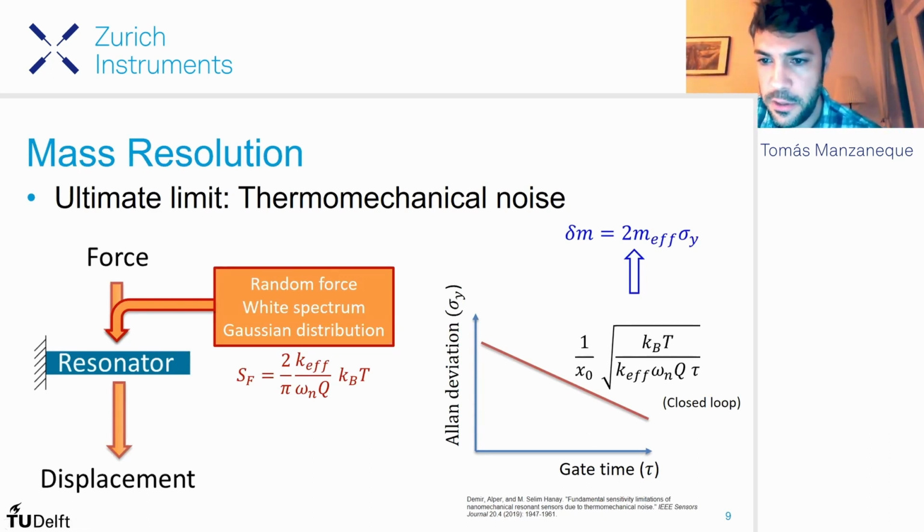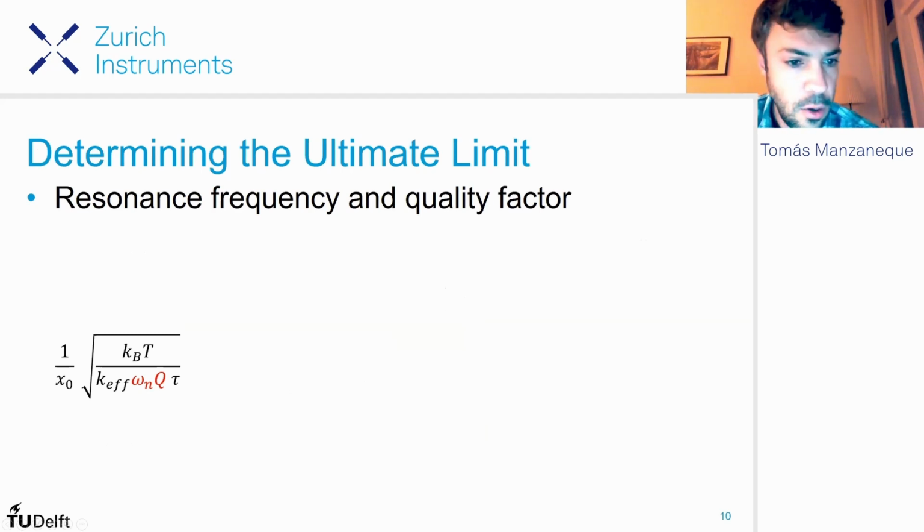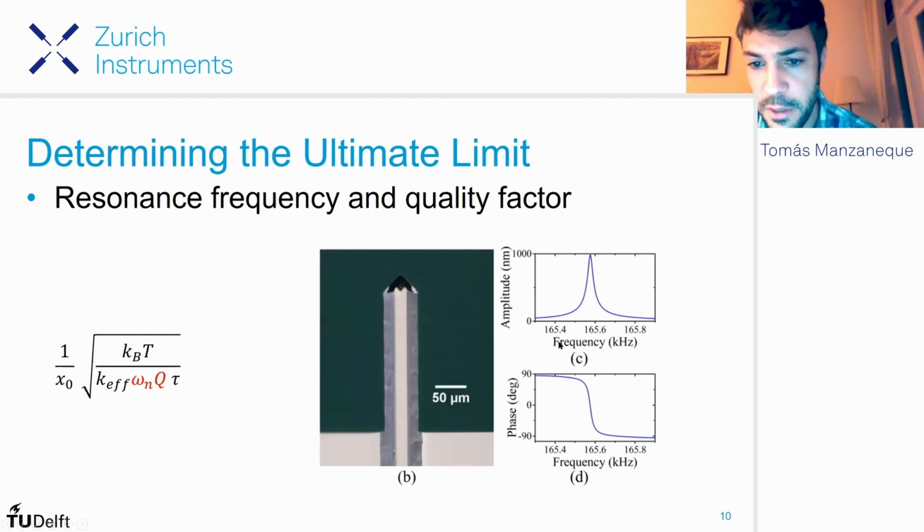But then the question is, how to determine all the parameters in this equation, in this function? I'll go through all of them quickly. First, if we want to determine the resonance frequency and quality factor, I'm sure most of you know, you can make a frequency sweep, measure the amplitude and the phase, and fit these curves to a Lorentzian, and then you can easily obtain the resonance frequency and quality factor.